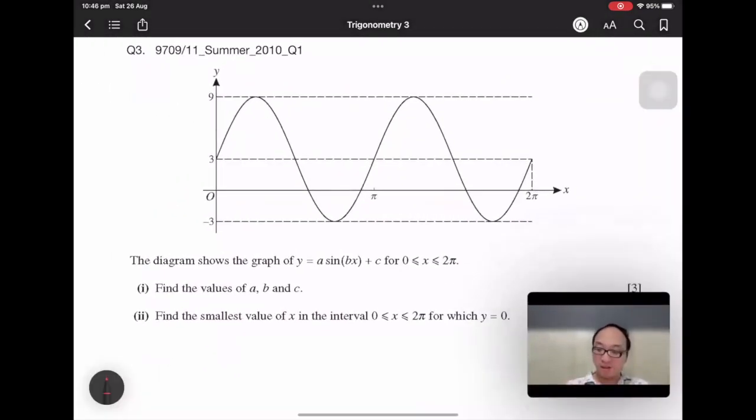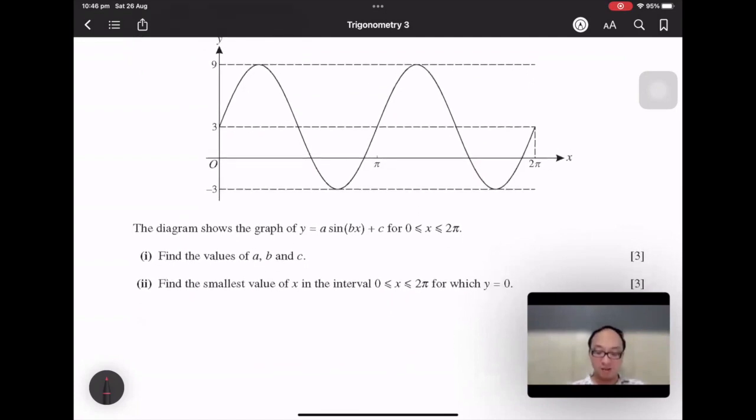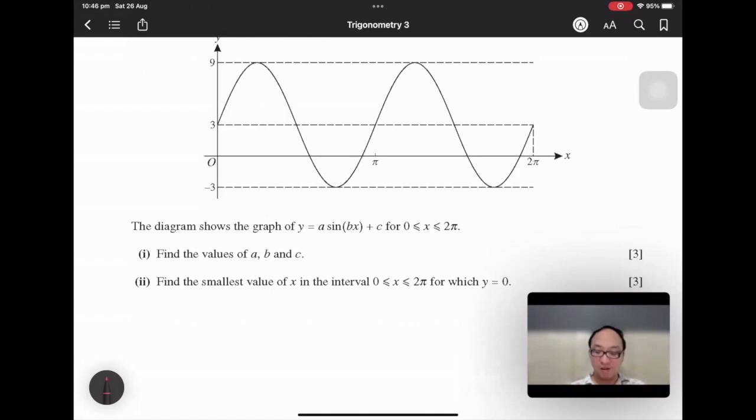Number 3. The diagram shows the graph of y equals a sine bx plus c for 0 until 2 pi. Find the values of a, b, and c. So this is a sine function. A is the amplitude, b is the number of periods, and c is the principal axis. If we see from the diagram, the principal axis will be 3, because 3 is the midpoint between the peak and the trough.